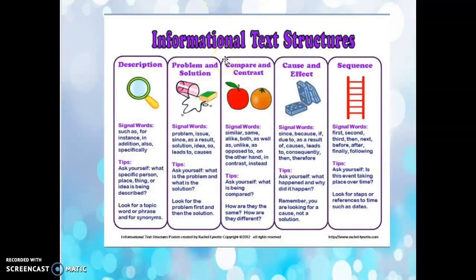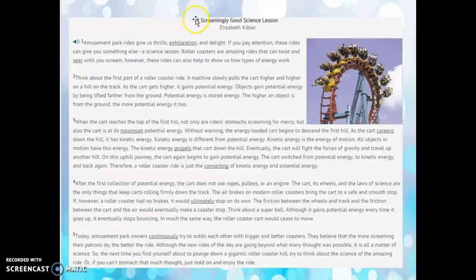Then we have compare and contrast. This is when you're comparing two or more things. You're looking at the similarities or the comparisons and the differences or the contrasts, right? So you ask yourself, what's being compared? Looking here, I don't think we're comparing anything. It's not like we're comparing roller coasters to science. We're looking at roller coasters in the view of science. So there's not really compare or contrast.